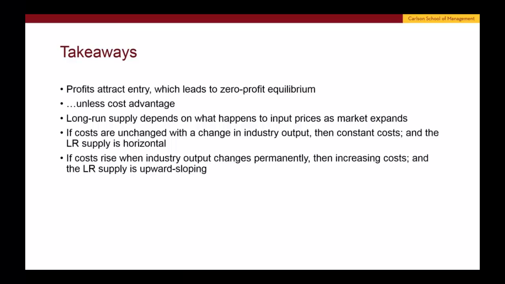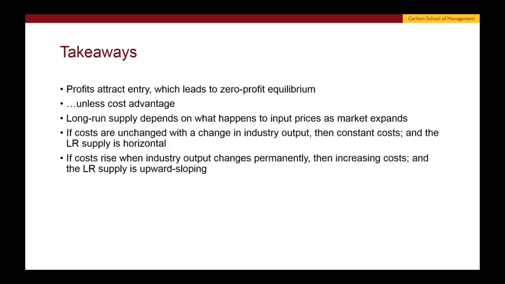What are the takeaways from this module? Well, first of all, profits attract entry, which leads to the zero profit equilibrium. Now, it's going to be zero profits and depressing for everybody unless somebody has a cost advantage, in which case they, like Walmart, can actually make money selling products that are pretty much the same as products that other firms in their industry sell.